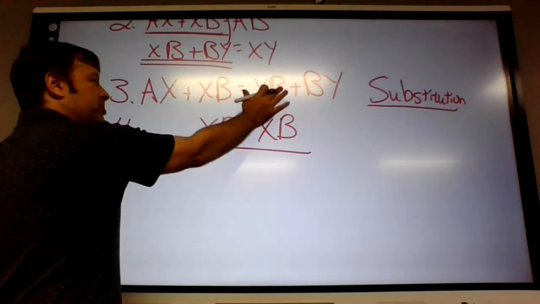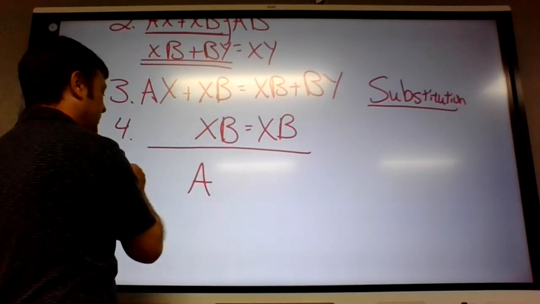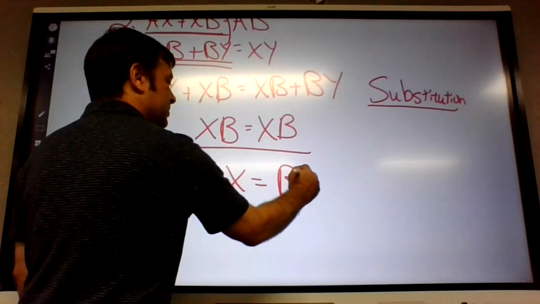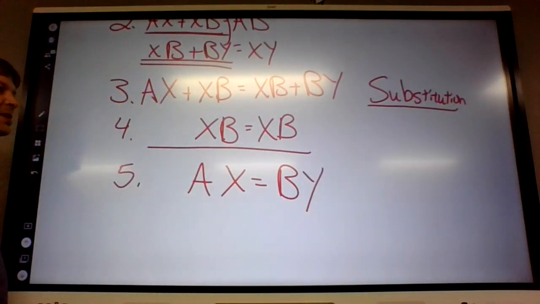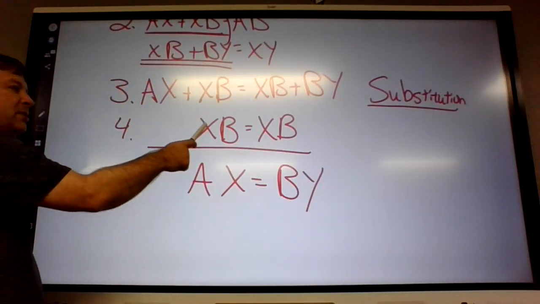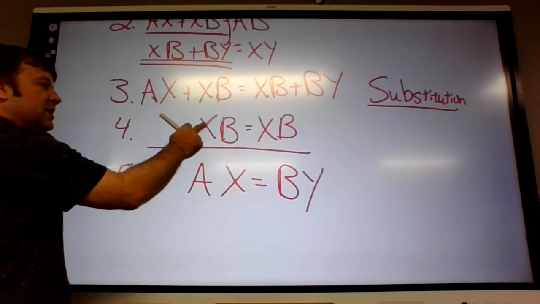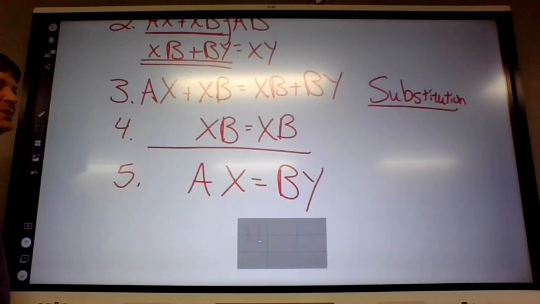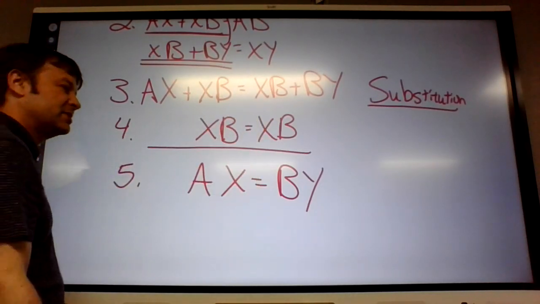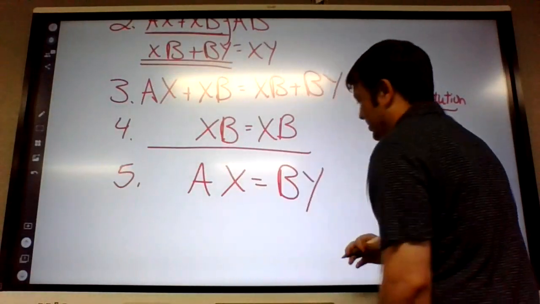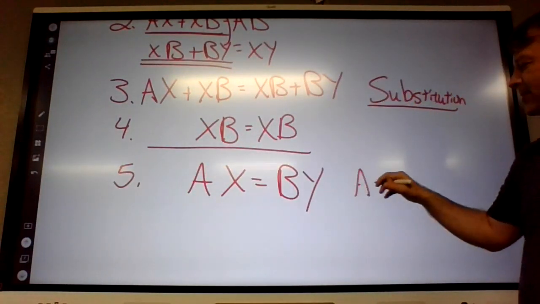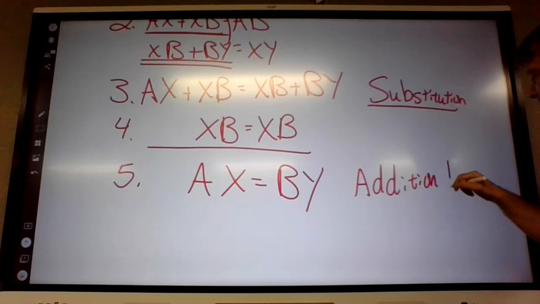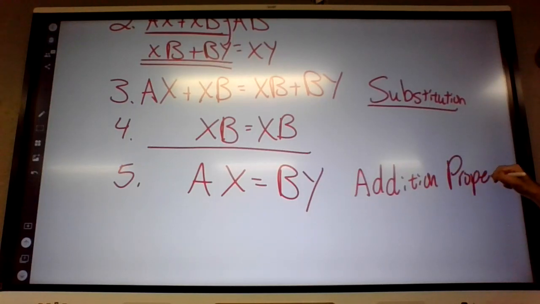So if we take XB out of both sides, we're left with line 5, which is AX equals BY. But what's that called when you take out the same value from both sides? Addition. Right. We're really subtracting, but remember yesterday, they still call it the addition property of equality. Actually, did the book give that answer, or was that our blank? I can't remember which was blank.